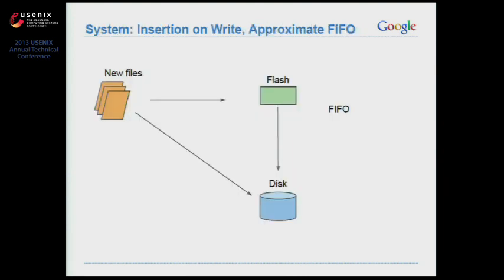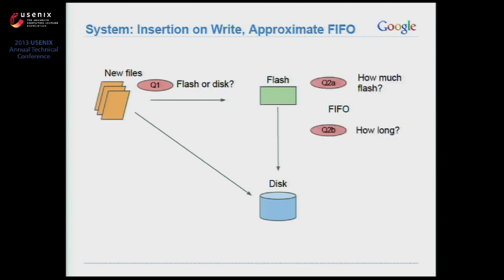So here's an overview of the system again. New files come in, they go to flash or to disk. So that's the first question. Should it go to flash or should it go to disk? If it goes to flash, we also need to determine how much flash a workload gets. This also determines how long the data should stay in flash. If we give more flash to a workload, then the data can obviously stay longer.